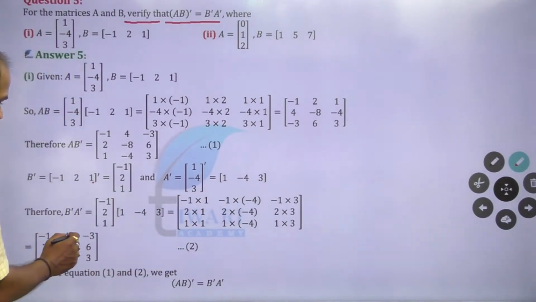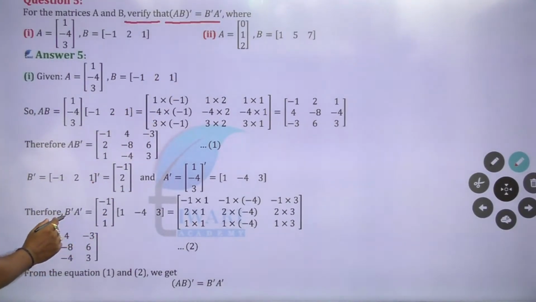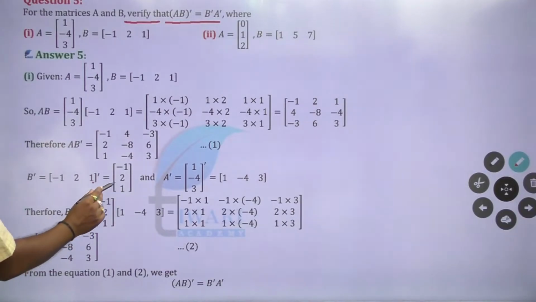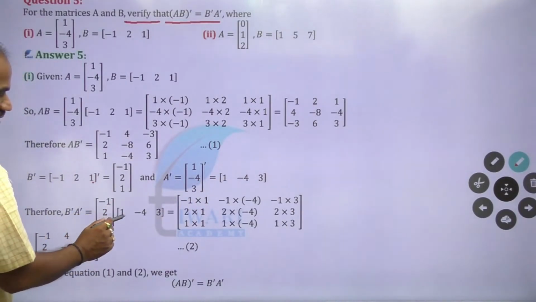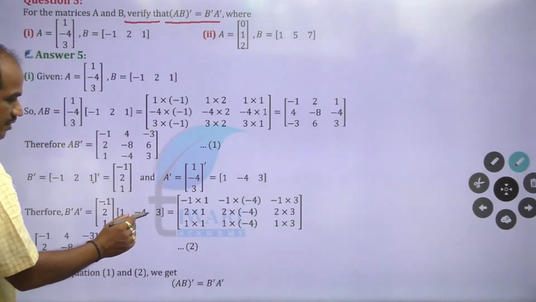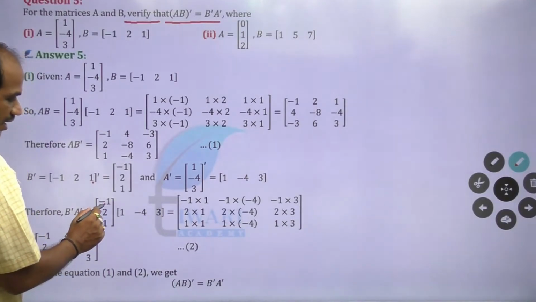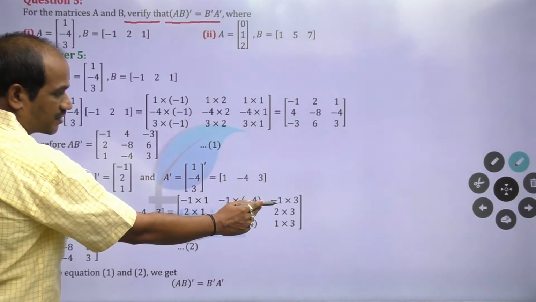Next, therefore B dash into A dash is equal to B dash, this matrix, into A dash, this matrix. Multiply these two matrices. See here, first row, first column: minus 1 into 1 is 1. Next, minus 1 into minus 4. Next, minus 1 into 3. First row finished.